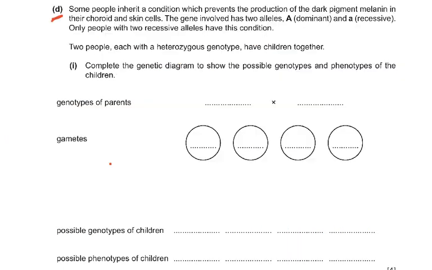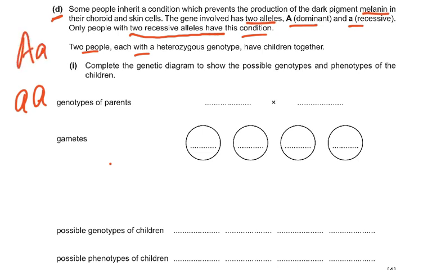Then coming to the D part of the question: some people inherit a condition which prevents the production of the dark pigment melanin in their choroid and skin cells. The gene involved has two alleles, A dominant and small a recessive. Only people with two recessive alleles, so people who are small a, will have the condition. Now, two people who are each heterozygous, so heterozygous means they are big A, small a, have children together. Complete the genetic diagram to show the possible genotypes and phenotypes of the children.